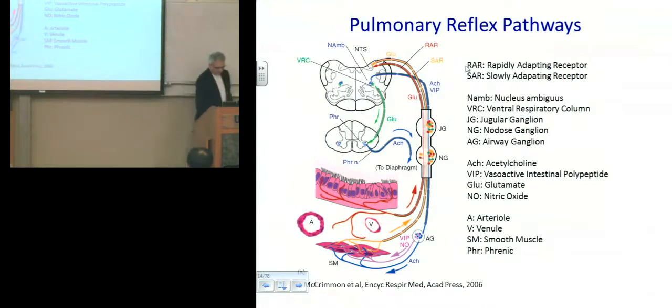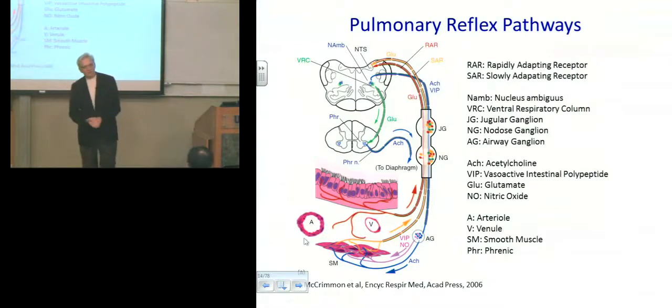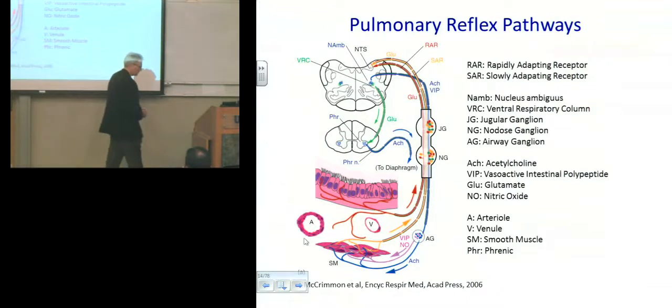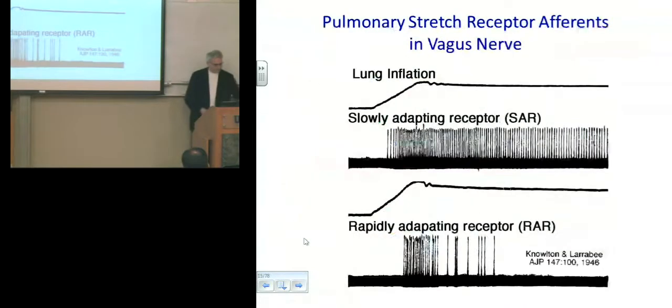They're also located in the airways, but their afferent terminals are located in airway epithelium, as well as, in particular, down in the vicinity of venules. So airway congestion or inflammation of the airways can give rise to activation of rapidly adapting receptors. Maybe that's their more normal stimulus as opposed to lung inflation. Their differentiation goes back to the original description of them from Knowlton and Larrabee in 1946.